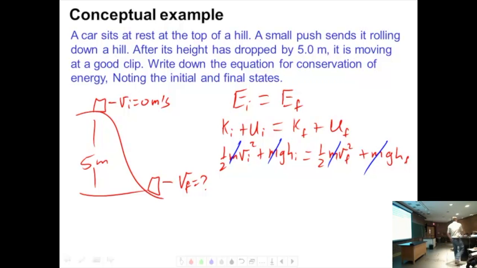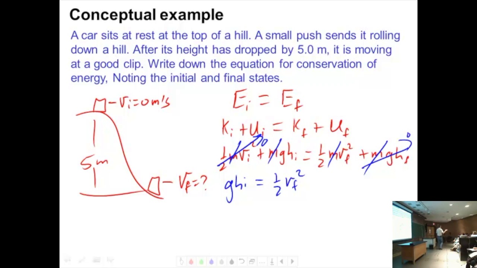Initial velocity is 0. So this whole thing here goes to 0 for us. What else is 0? The final h, right? The final h is 0, because we're saying bottom of our hill. That's our bottom. That's where we care about. So this simplifies down to, we rewrite it, gh initial equals 1/2 v final squared. Right? That equation just simplifies right down.